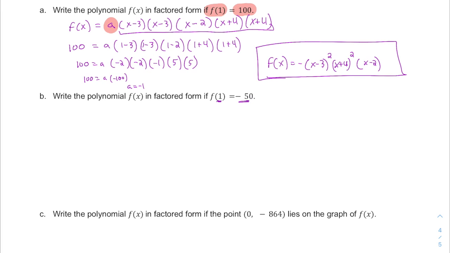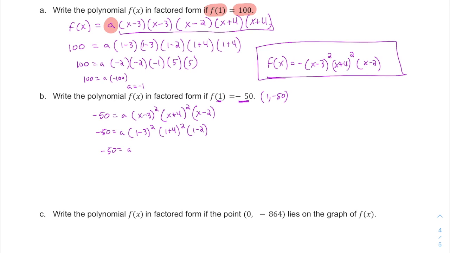So here we know it goes through the point 1 comma negative 50. f of 1 equals negative 50, or when we put in 1 for x, we get an output of negative 50. So we can set up the same equation, but this time we sub in negative 50 equals a. I'm going to write it as (x minus 3) squared, (x plus 4) squared, (x minus 2). Okay, and replacing my x's with 1, I get negative 50 equals a, (1 minus 3) squared, (1 plus 4) squared, (1 minus 2). Negative 50 equals a.